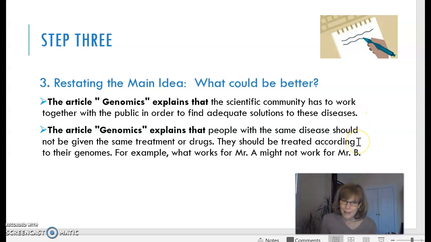In this one, I would change it by taking out the last part, the examples. I don't need any details. I just want one good sentence that really gives the main idea. And this writer is accomplishing that. In these first two sentences, it would be best if they could put those two sentences together.